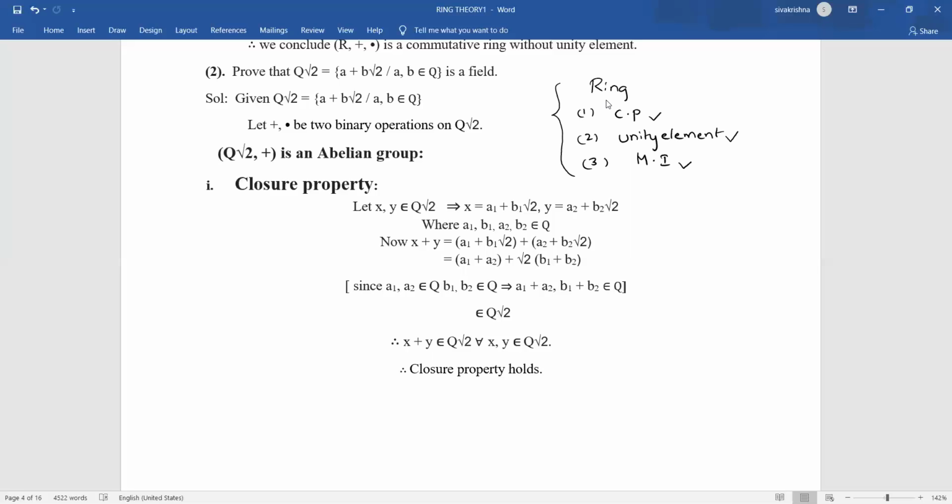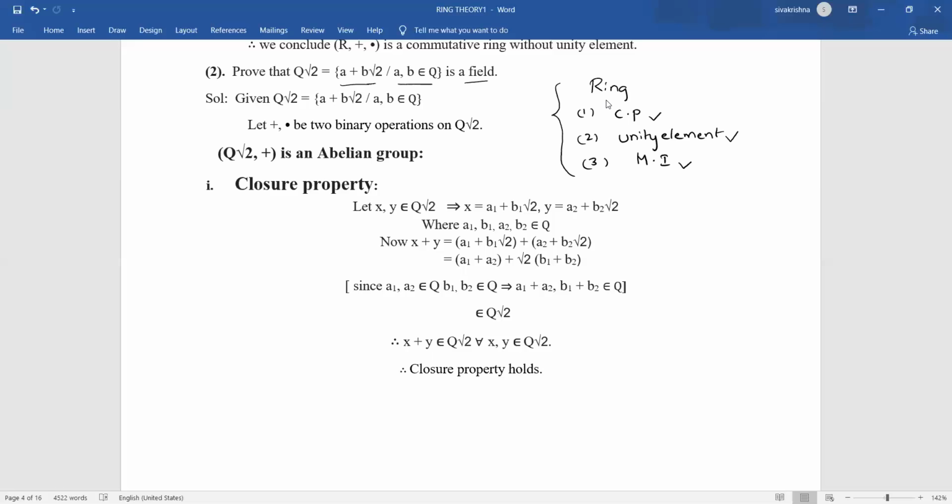then we say that that particular ring is a field. So coming to the example, we have to prove that Q root 2 is equal to the set of a plus b root 2, where a, b are rational numbers, is a field. So we have to prove that the set Q root 2 is a field, and the elements in Q root 2 are of the form a plus b root 2. If you want to say an element is in Q root 2, it should be of the form a plus b root 2, where a, b are rational numbers. So we have to prove that this particular set is a field.